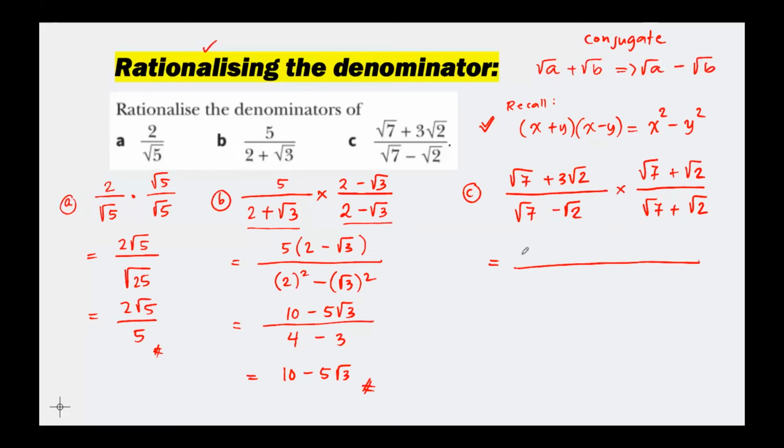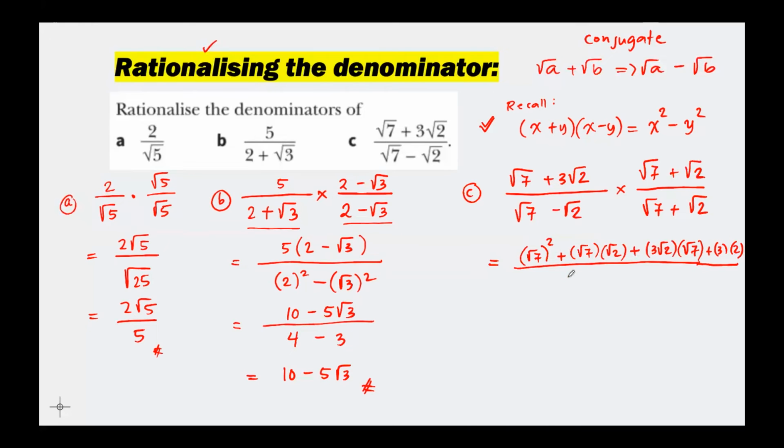We're going to have first and first. That means square root of 7 times square root of 7, or in other words, you're just going to have to square it. Outer, so that means plus square root of 7 times square root of 2. Inner is 3 square root of 2 times square root of 7. And then the last one, I don't have enough space, is 3 square root of 2 times square root of 2, which is just 6. So I simplified already the last part.